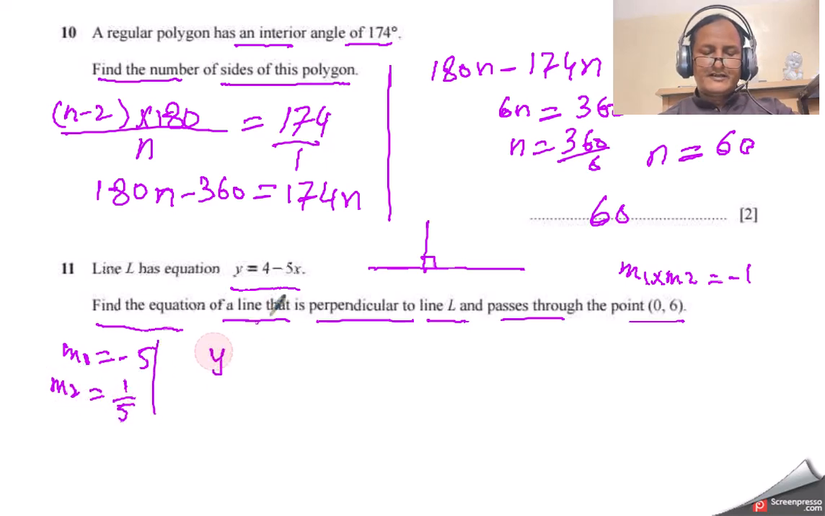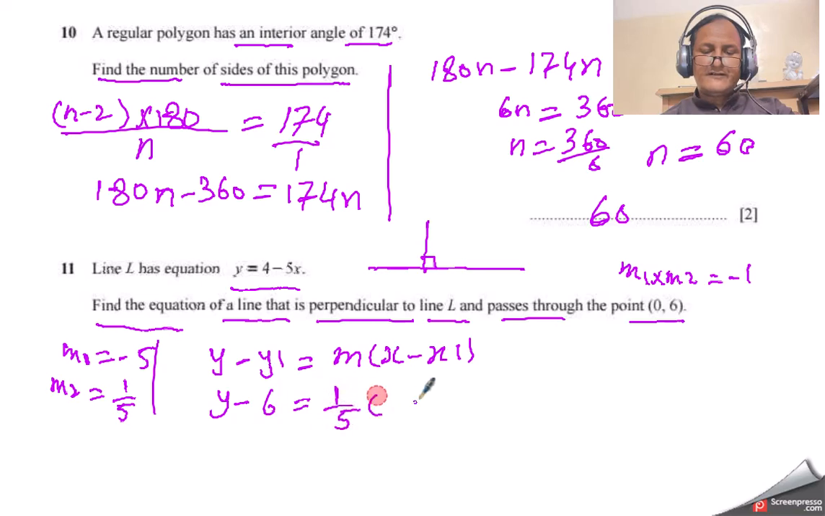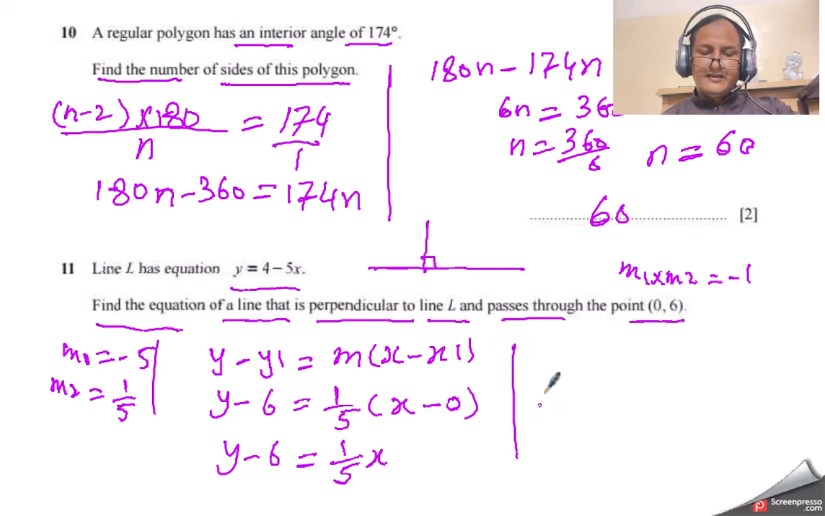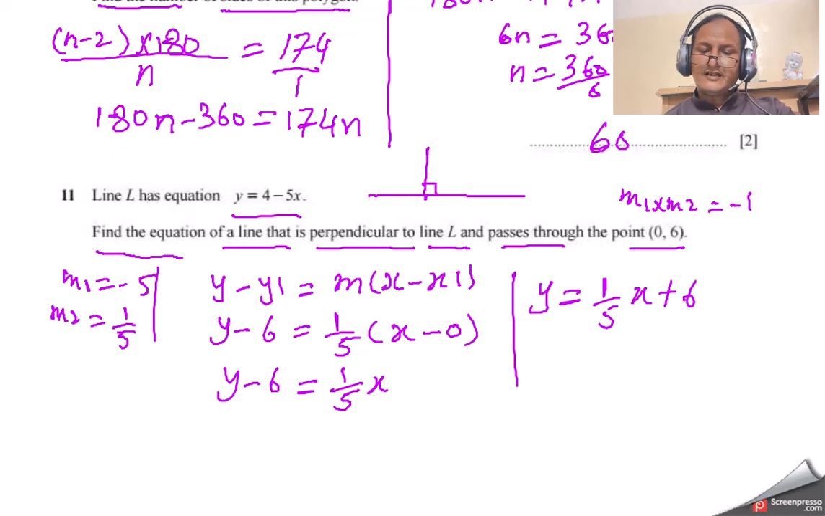Now we have the formula y minus y1 equals m times x minus x1. We have y1 here, that is 6, the gradient is 1 by 5, x we have x, and x1 we have 0. Now when we solve it, y minus 6 equals 1 by 5x. Then we write y equals 1 by 5x plus 6. This is the equation of the line.